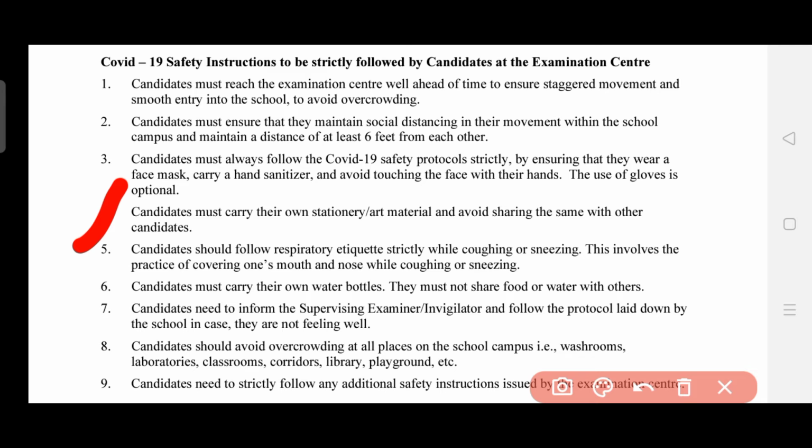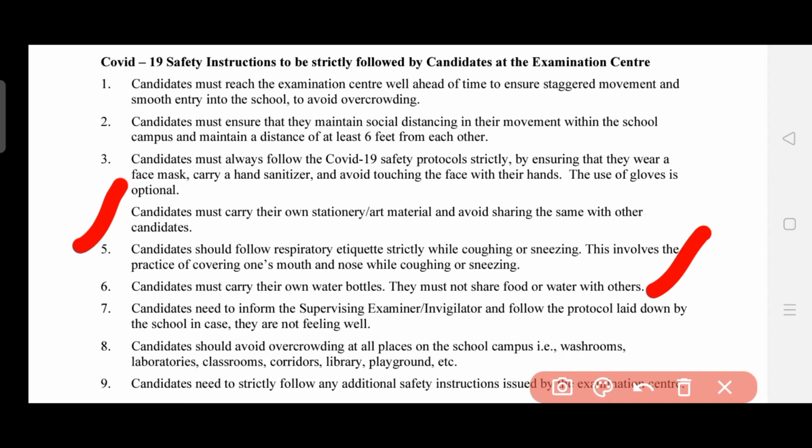The fifth point says that candidates should follow respiratory etiquette, means you should keep your health good enough. Don't try to cough or sneeze without having your handkerchief on your mouth. So take proper care of all that. Candidates must carry their own water bottles because these are very important. Do not share any water or any kind of food with others.